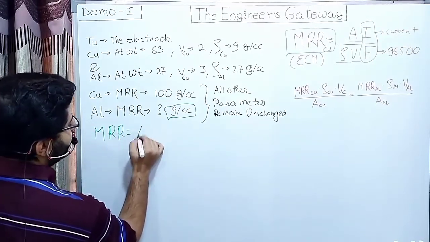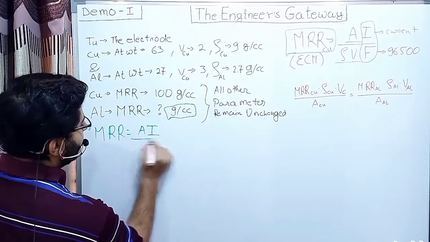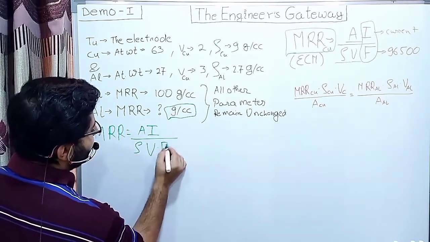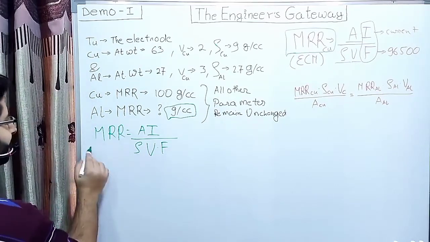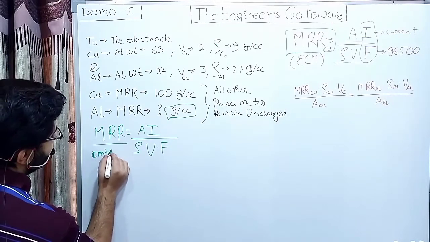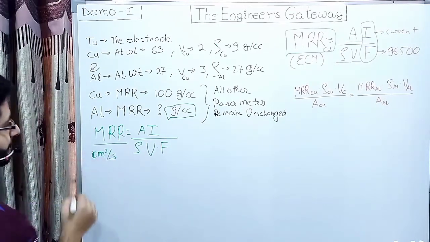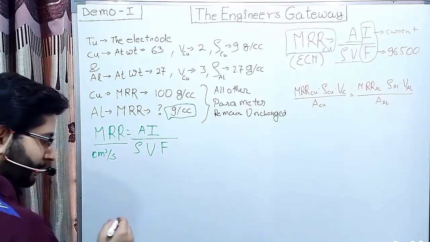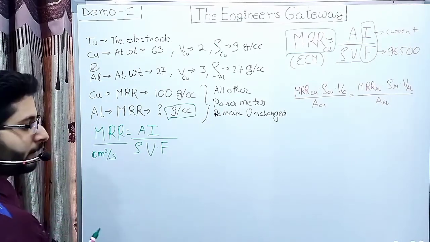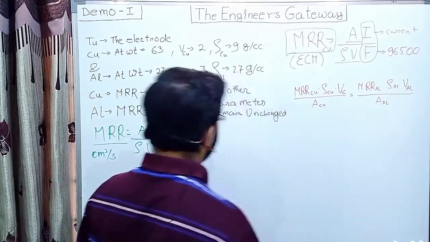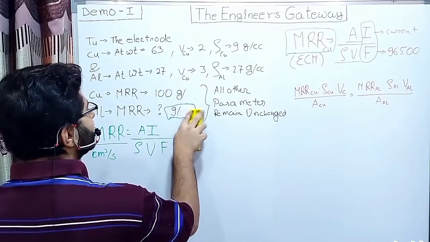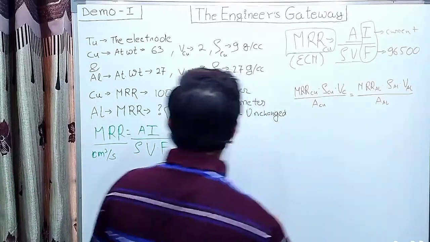The formula MRR is equal to A I upon rho into valency into Faraday's constant is valid for cm cube per second. And you have been asked in gram per second.